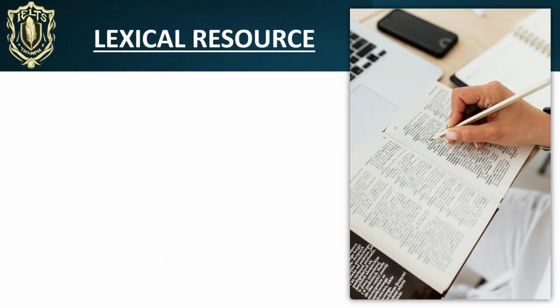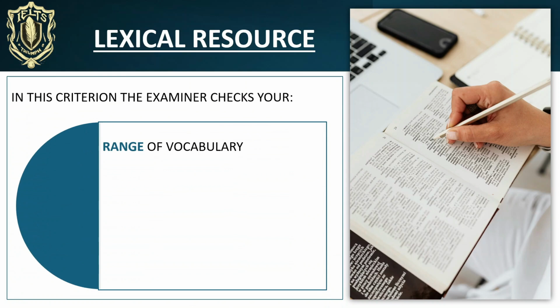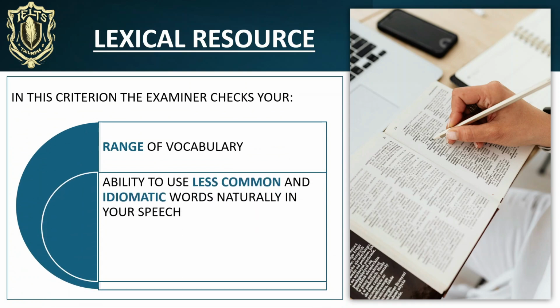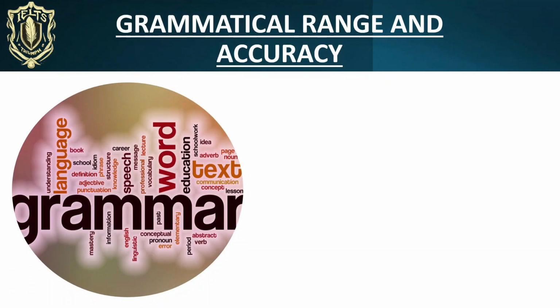Lexical resources. In this criterion, the examiner checks the range of your vocabulary. Ability to use less common and idiomatic words naturally in your speech. It is important that the use of idioms is natural. Trying to force idioms and less common words in your speech can disturb your fluency and context, and correct use of phrases.